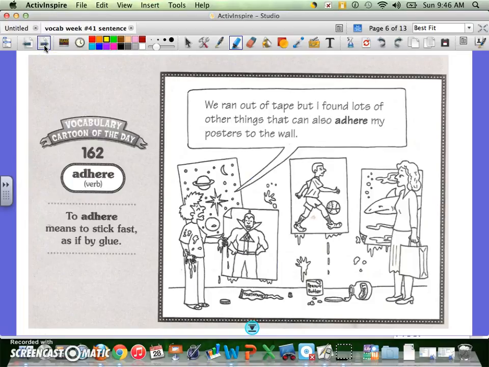Alright, our next word is adhere. Adhere is a verb, so it's also an action word. When you're adhering something, it means you're sticking fast to it as if by glue. So that's the literal definition of adhere. You can use it if you're referring to pasting something or taping something, like in the cartoon. "We ran out of tape, but I found lots of other things that can also adhere my posters to the wall, that can also stick my posters to the wall."